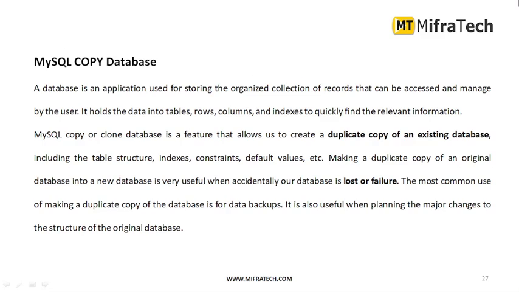Making a duplicate copy of an original database into a new database is very useful when our database is accidentally lost or fails. When you are deleting, the copy database is useful. We have a similar copy, we have created another copy like that. The most common use of making a duplicate copy of the database is for data backups. It is also useful when planning major changes to the structure of the original database. When you are making any major change, we can copy the main database and then make the change.